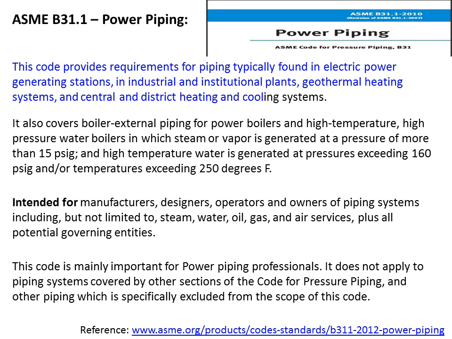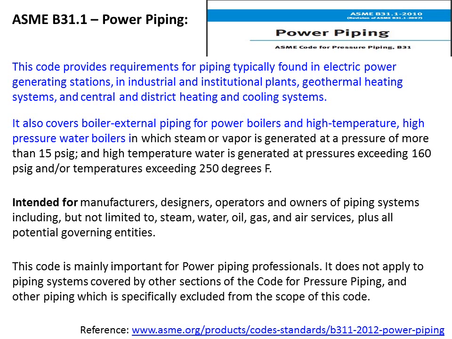It also covers boiler external piping for power plants and high temperature, high pressure water boilers in which steam or vapor is generated at a pressure of more than 15 psig, and high temperature water is generated at a pressure exceeding 160 psig and/or temperature exceeding 250 degrees Fahrenheit.